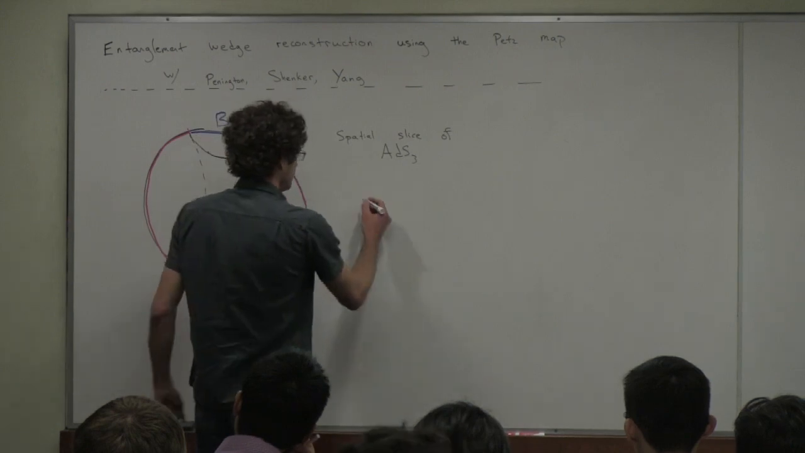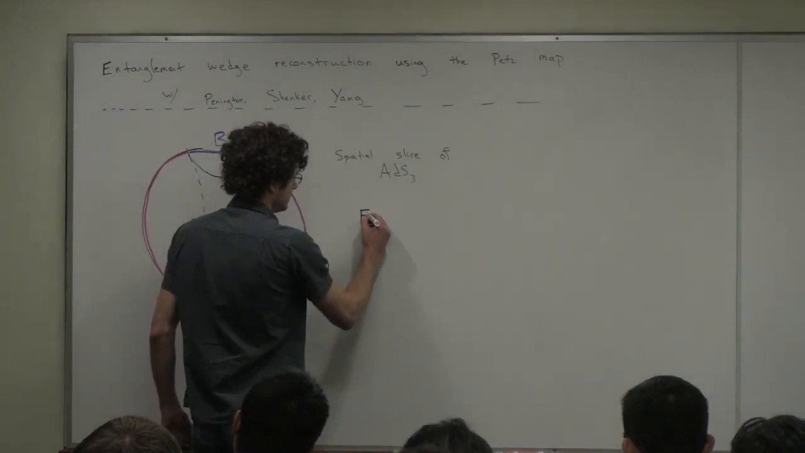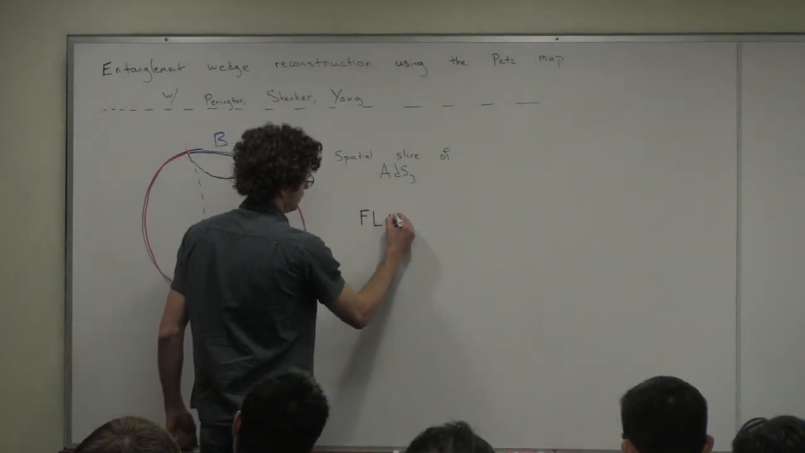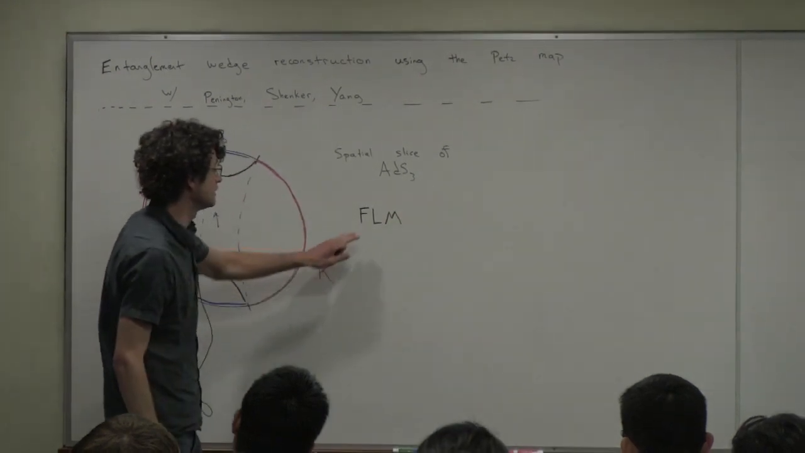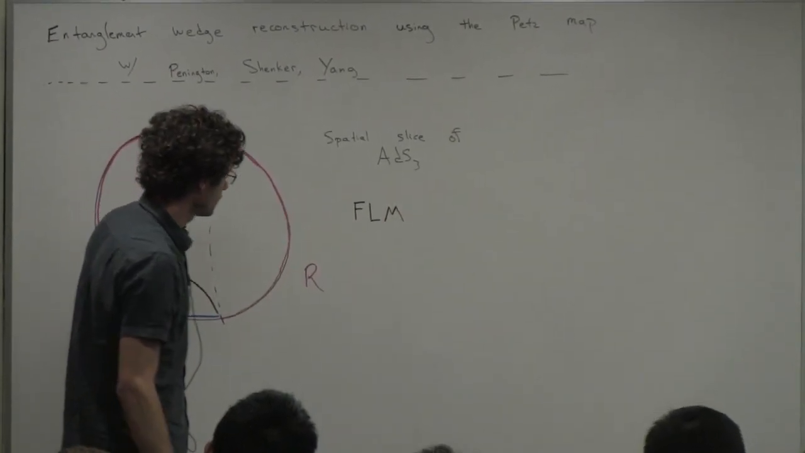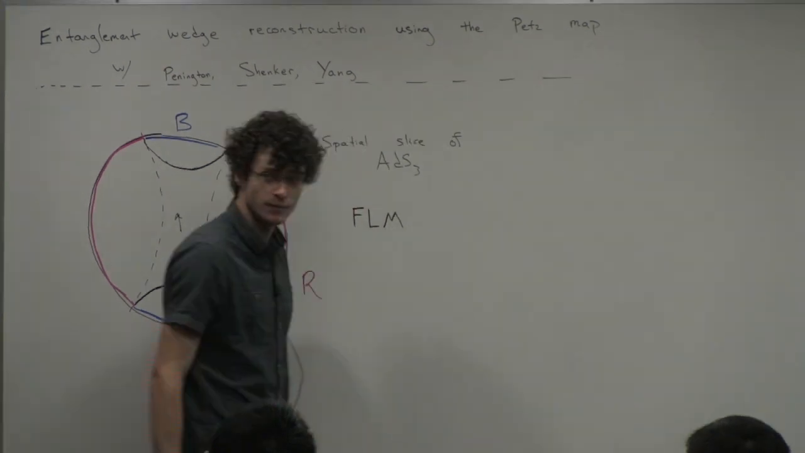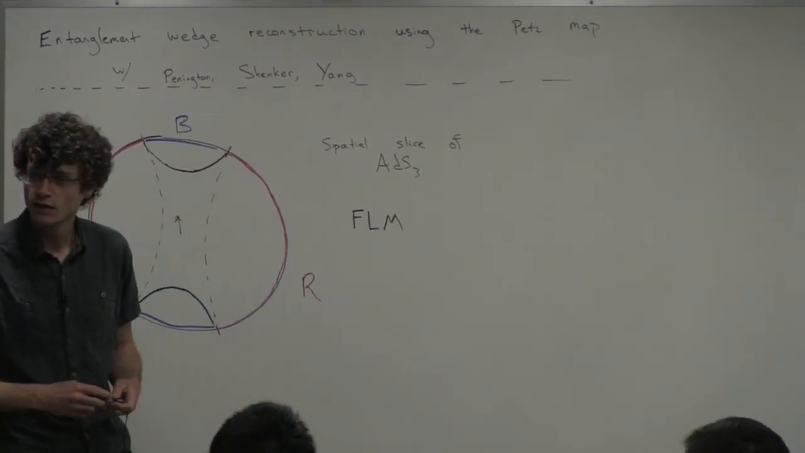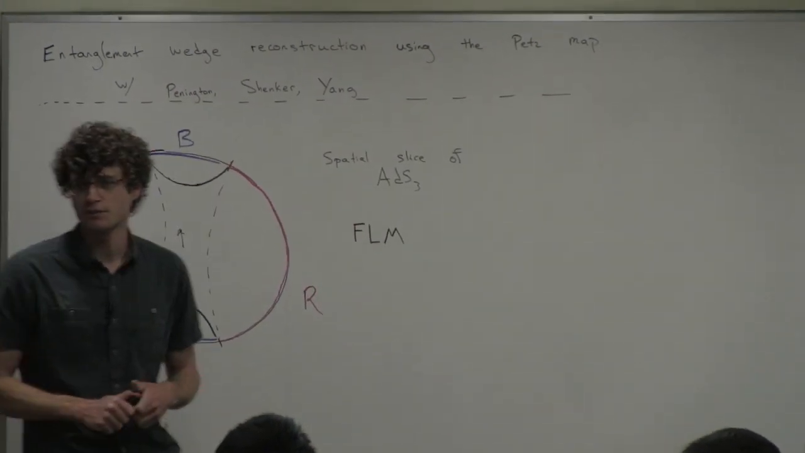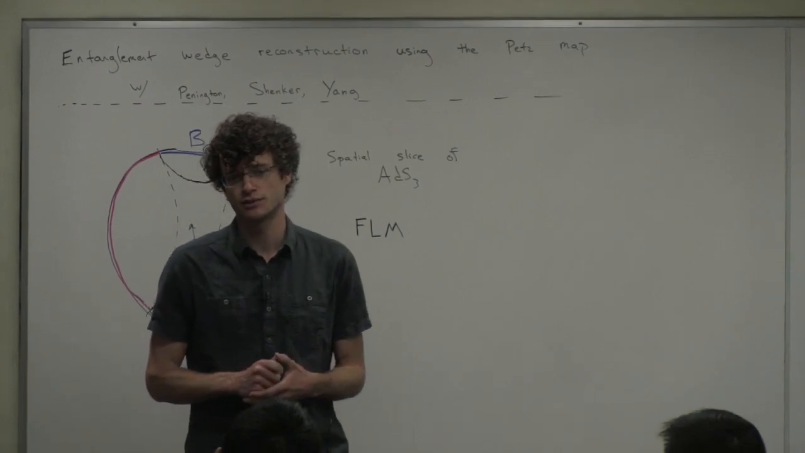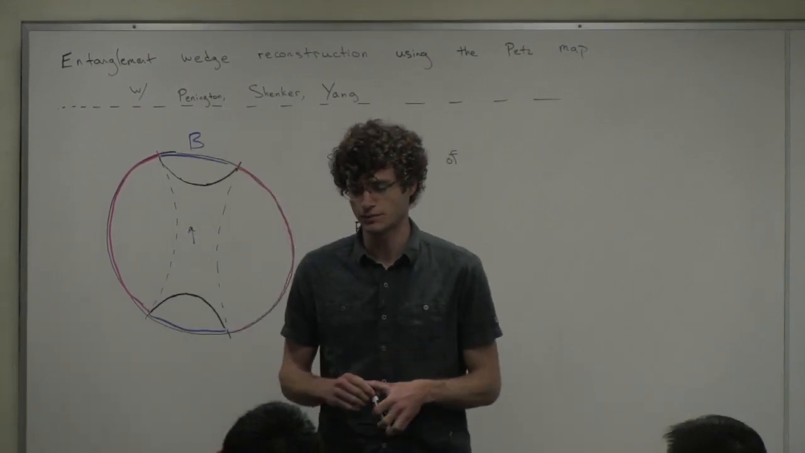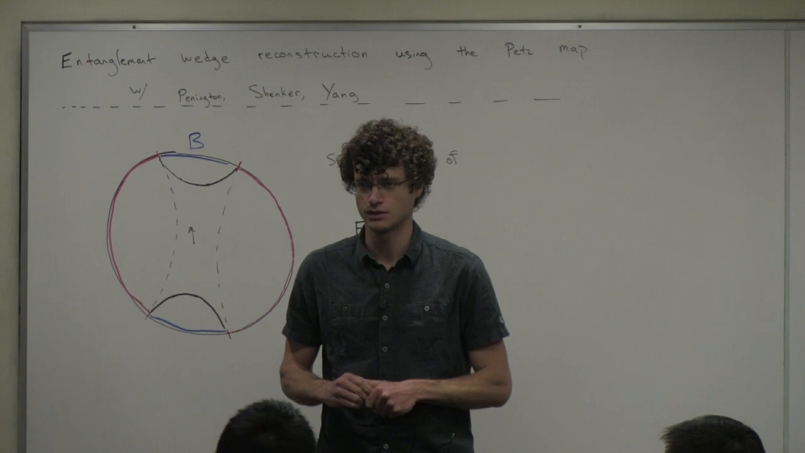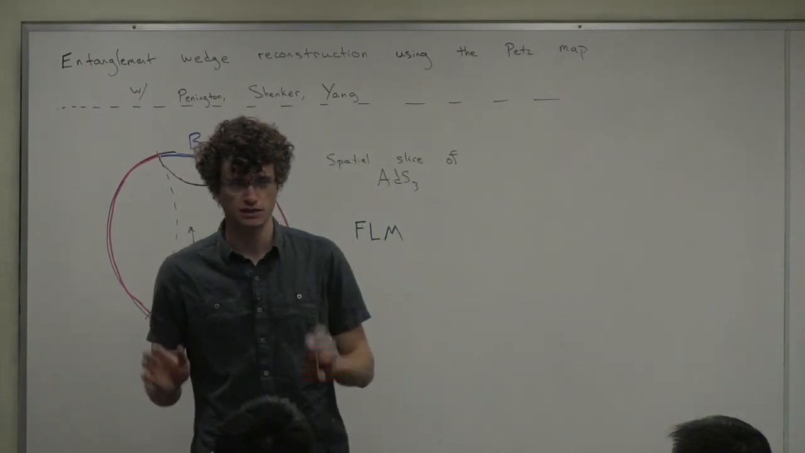And this question was really settled in a paper by Faulkner, Lewkowycz, and Maldacena. That's just a large N statement. Sorry? That's just a large N. Yeah, so actually there are corrections to entanglement wedge reconstruction that we'll have an opportunity to discuss later at finite N, but for the moment we're discussing this at large N.